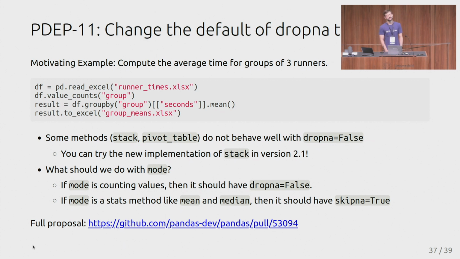Another method that gives some questions is mode. There are 2 ways to view mode. You can either view it as kind of counting values, in which case you want it to be aligned with value_counts, where it should have dropna=False. But you could also view mode as kind of a stats function along with mean and median. Now mean and median and other stats functions in Pandas have skipna=True as their argument instead.